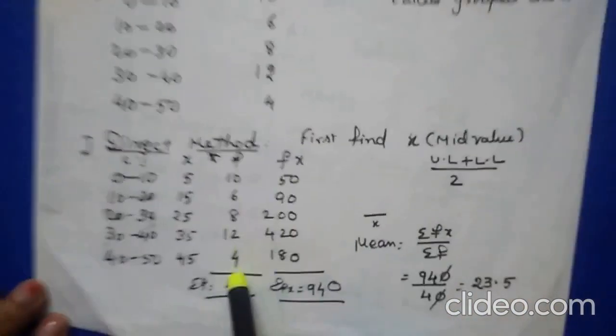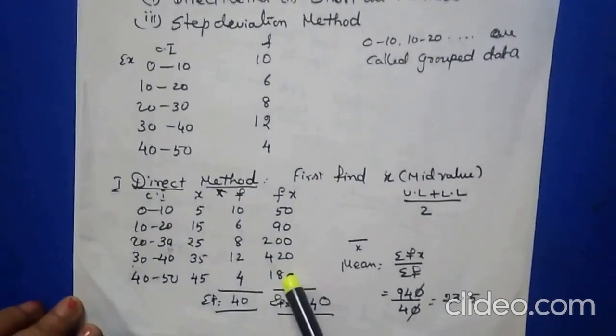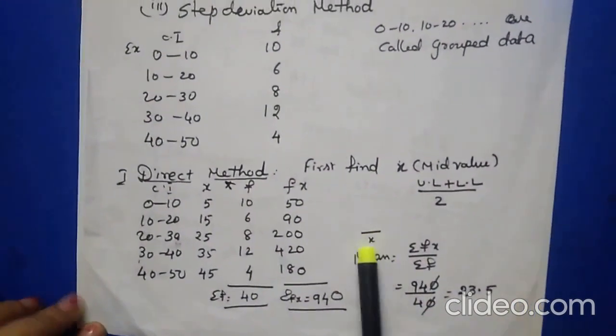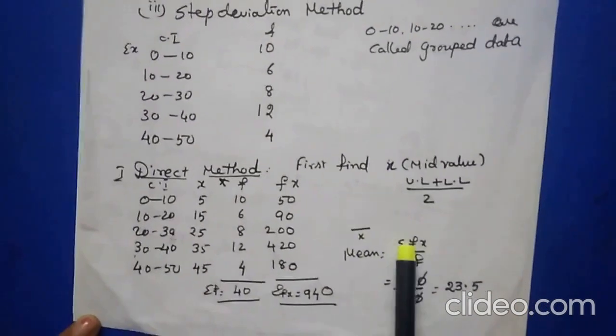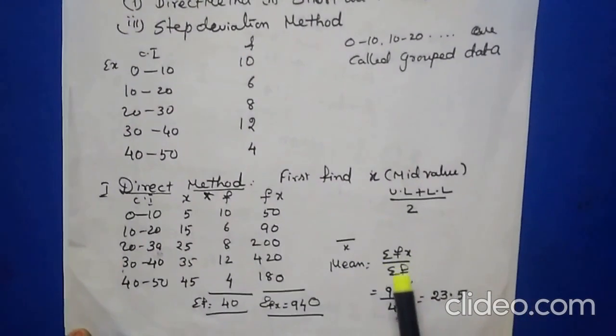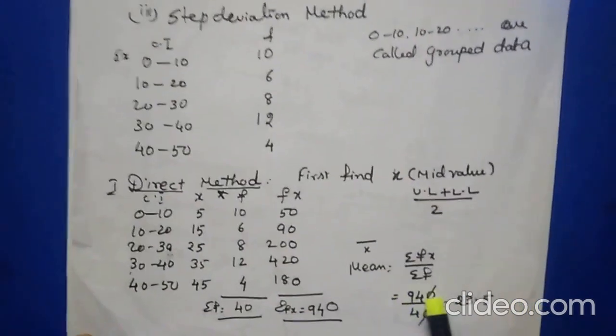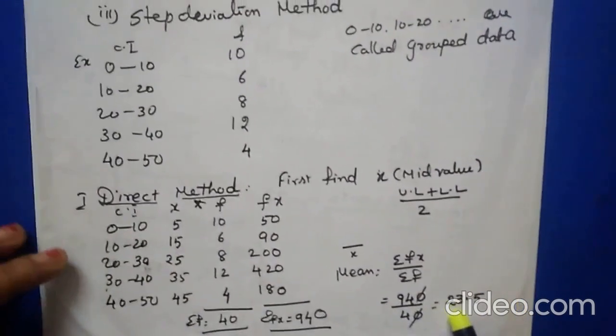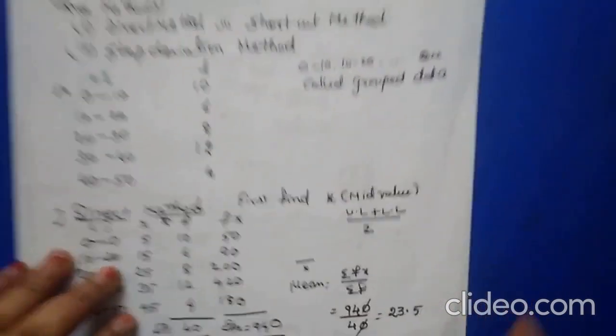The frequencies are given. fx you have to find out, sigma f, sigma fx. The mean, it is represented by x bar, is equal to sigma fx divided by sigma f, which is equal to 940 divided by 40. You are getting 23.5. This is the direct method.